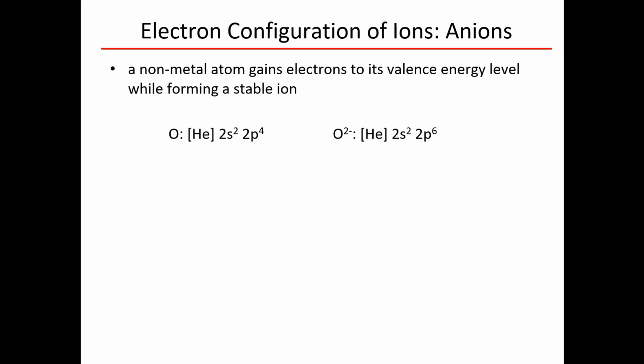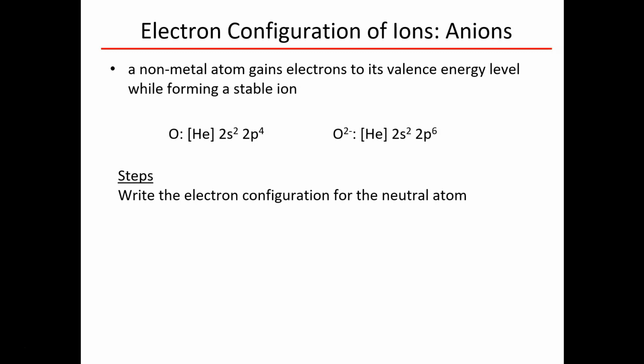If we look at the electron configuration of the oxygen atom on the left, it has 6 electrons in its valence energy level. It's 2 electrons in the 2s and 4 electrons in the 2p. We know that it will gain 2 electrons to form a stable ion, and these 2 gained electrons will fill their valence p, giving it 8 electrons in the second energy level.